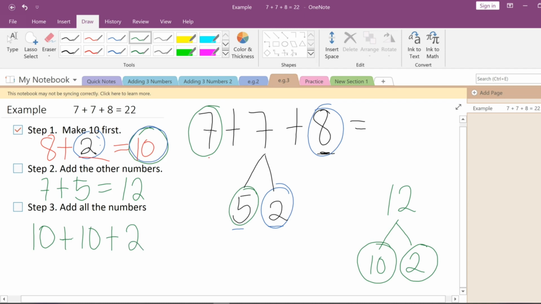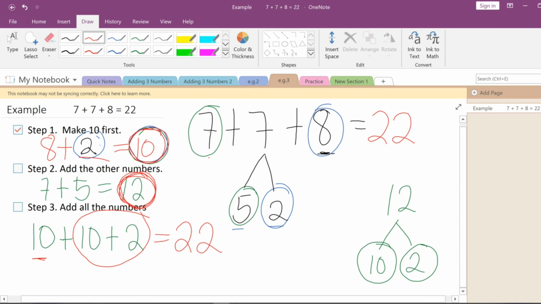Where do we get these two numbers? 10 and 2. We get it by having the number bond of 12. This 12 here. So the number bond for 12 is 10 and 2. So we have 10 from here, and then we have 10 plus 2 from here. So 10 plus 10 equals 20, plus 2 equals 22. The answer here is 22.